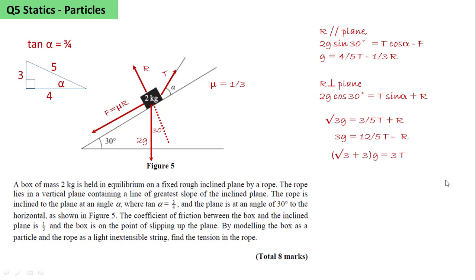We add these two equations to eliminate R, and that gives us 3T, that's 12 plus 3/5 is 15/5, which is 3, equals √3 plus 3g. And so T equals 1 plus 1 over √3 g, that gives us 15.47 newtons.